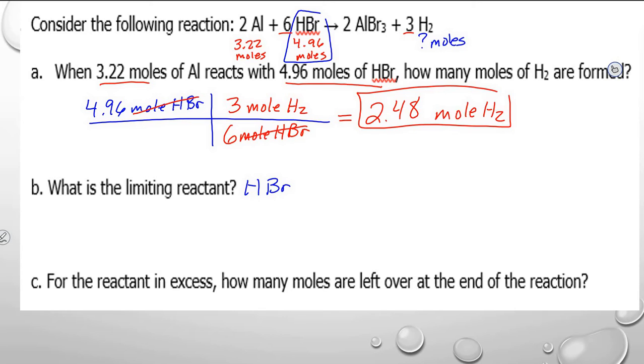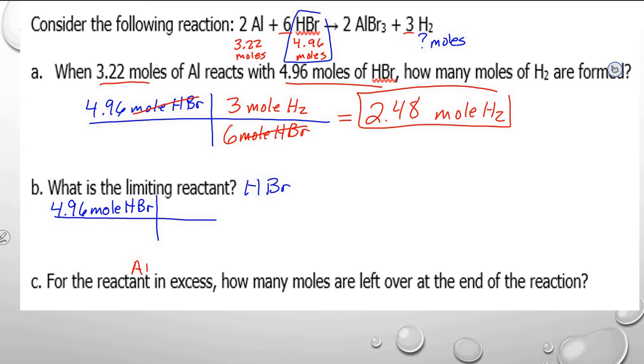So the excess reactant is aluminum. Okay? It's aluminum. How many moles are left over at the end of the reaction? So I'm going to need to take my limiting, which one I'm going to need, and find out how much aluminum is going to be used. So I start again with my limiting, which is 4.96 moles, and I'm writing it above because it's too hard to squish down, of HBr.